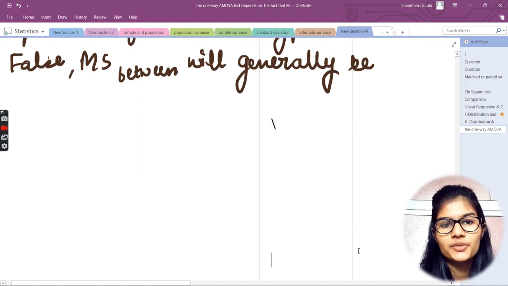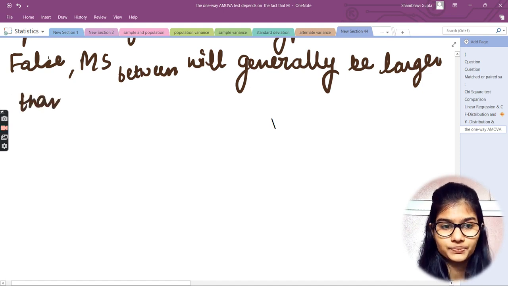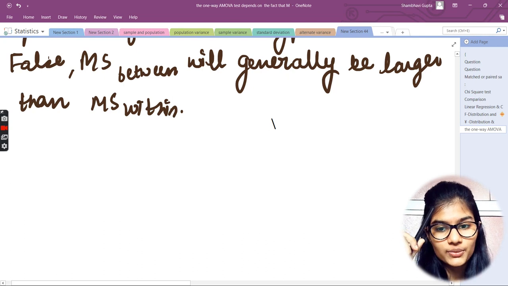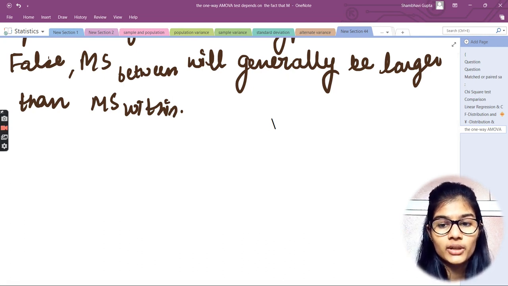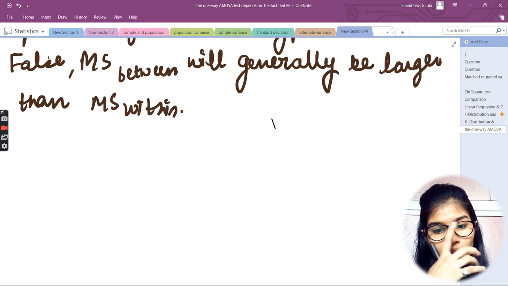So in that case, the MS between will generally be larger than MS within. Then in that case, the F ratio that will be coming will as well be larger than 1. Fine.